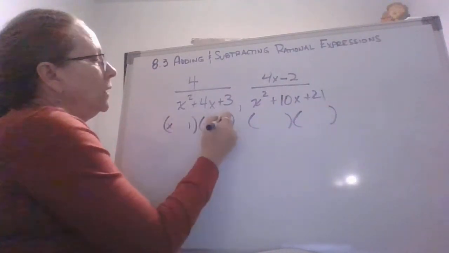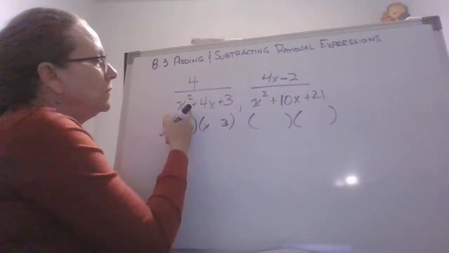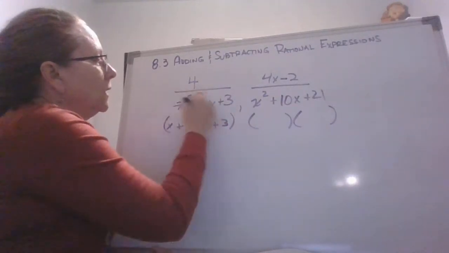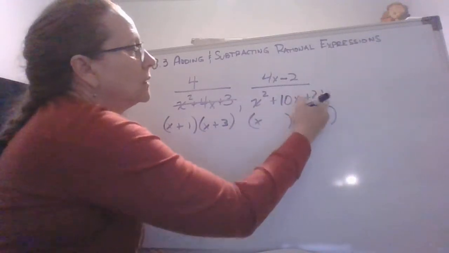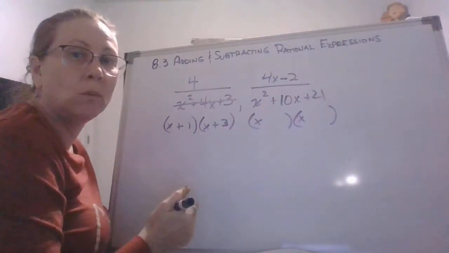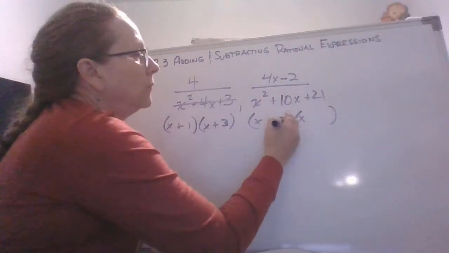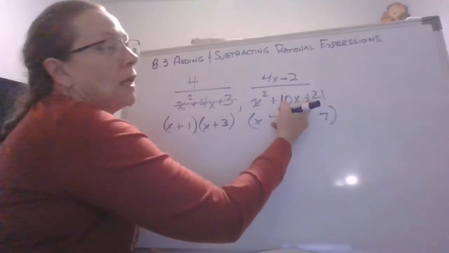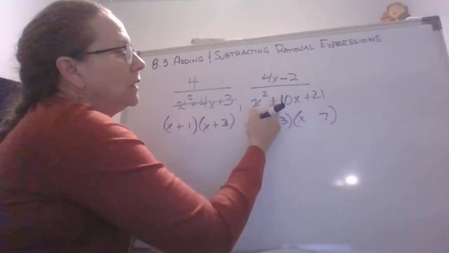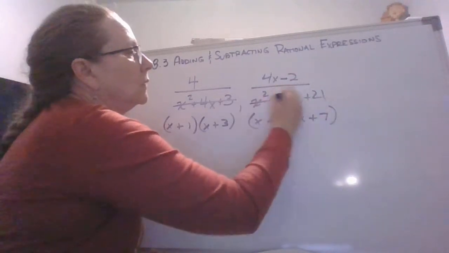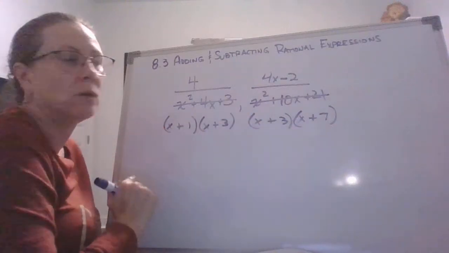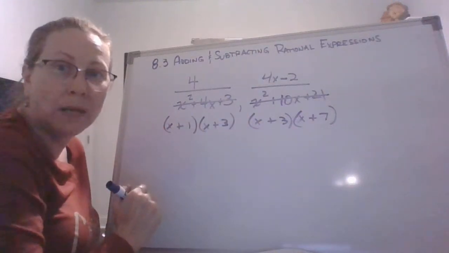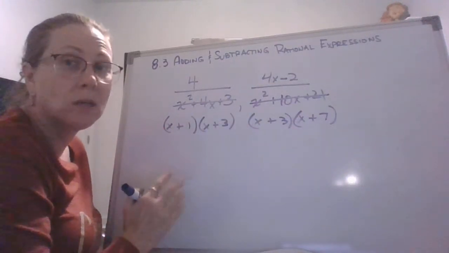X, 1, and 3, same sign, both positive. Factored. Done. X, what numbers multiply to 21 and add up to 10? Yep, 3 and 7. Positive means the same, both positive. All right, so this is the denominator here, and this is the denominator here. You can see they have an x plus 3 in common. So we'll get to that.